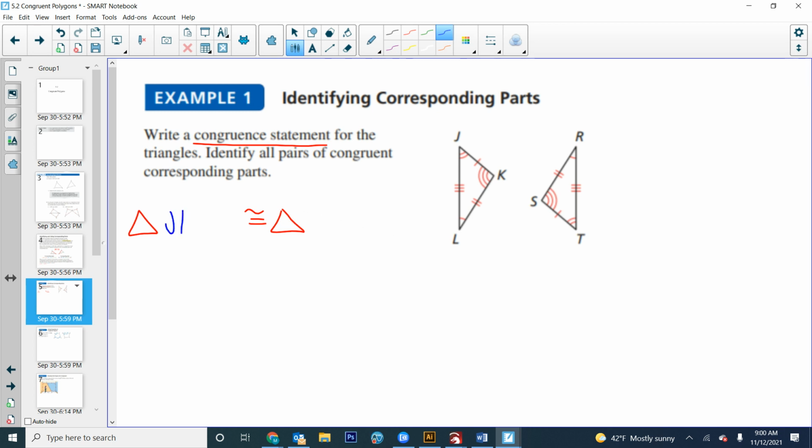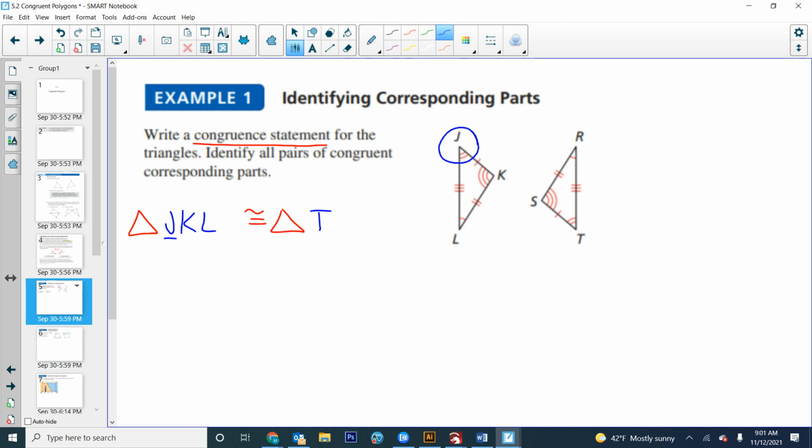JKL. Now, as soon as you did that, you set the order for the second triangle. Elizabeth, what angle has to go first in the second one? If Emma picked J first over here, what angle do we have to put first? T, perfect. T.